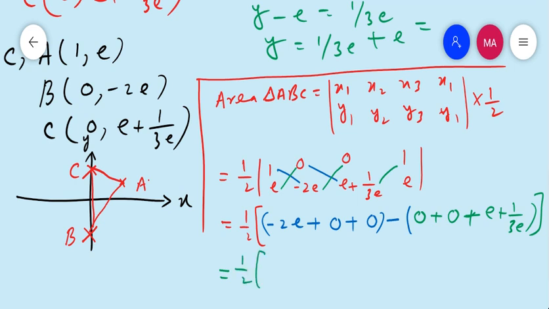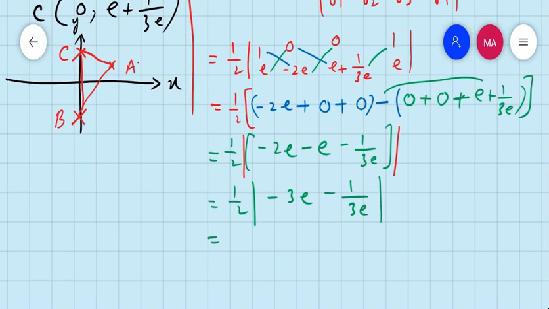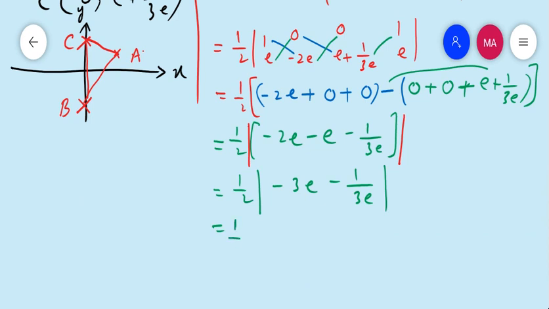One upon 2, minus 2e plus 0 is minus 2e, and 0 plus 0 is 0, minus e, minus 1 upon 3e. And this is the mode. Mode means absolute value. So when we take out the whole simplified term, it must be positive. So 1 upon 2, minus 2e minus e is minus 3e, minus 1 upon 3e. One upon 2, taking minus common, 3e plus 1 upon 3e.